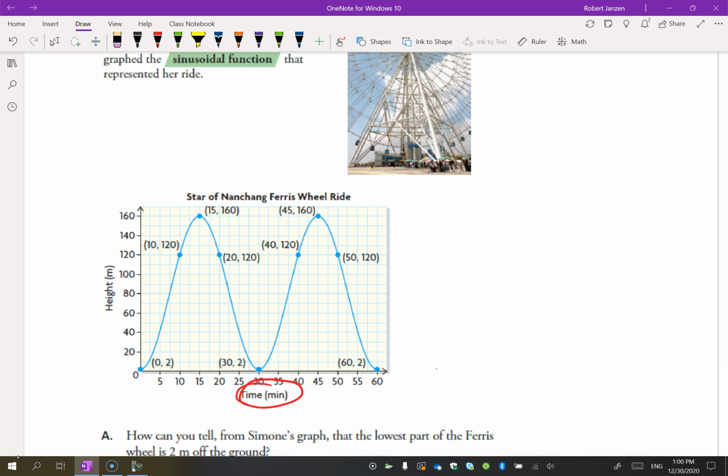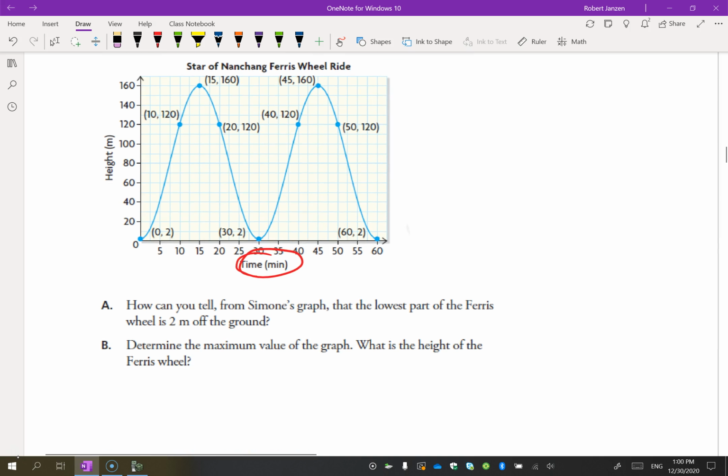What is happening is as time goes on, we're going up. Time goes on, we come back down. Time goes on, we go back up. So that's what this graph represents. So let's look at some of the questions. It says, how can you tell from this graph that the lowest part of the Ferris wheel is 2 meters off the ground? Well, if you look at the low points, in each case, it says that the height is 2 meters. So the graph goes down to 2 meters.